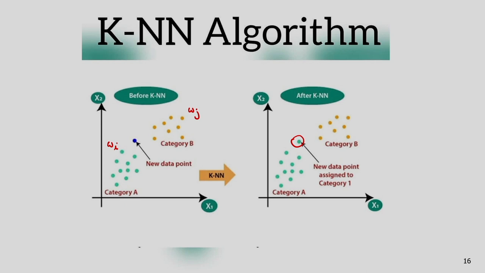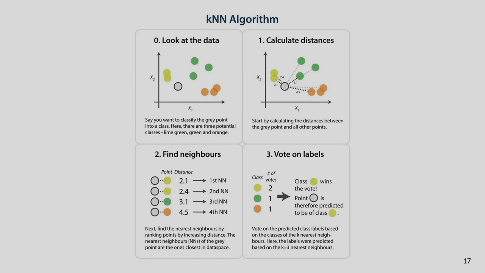So, let us see how actually we can do the voting. Based on the voting, we can take a classification decision. Here you can see in the first figure, we are considering three classes. One is the yellow, one is the green, and another one is the red. These are the samples of the three classes, and we are considering a new data point, the gray color data point.